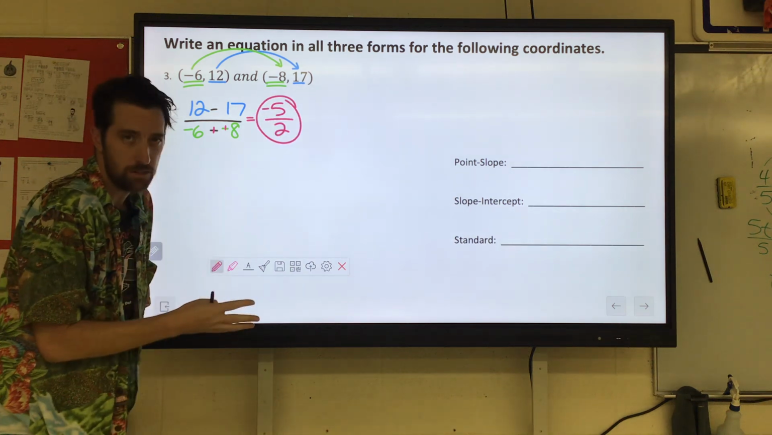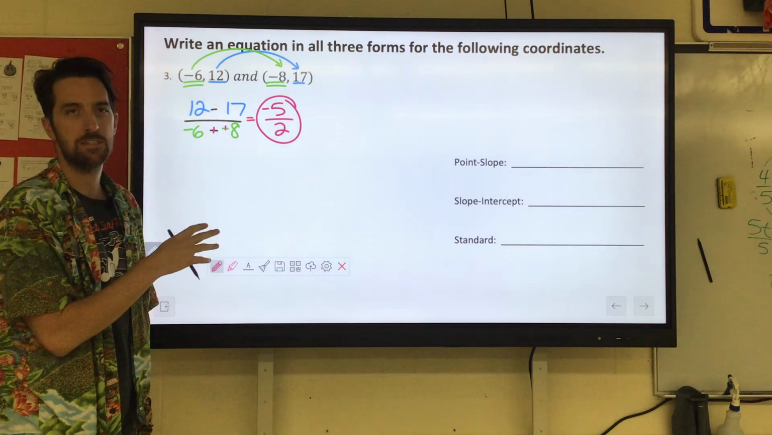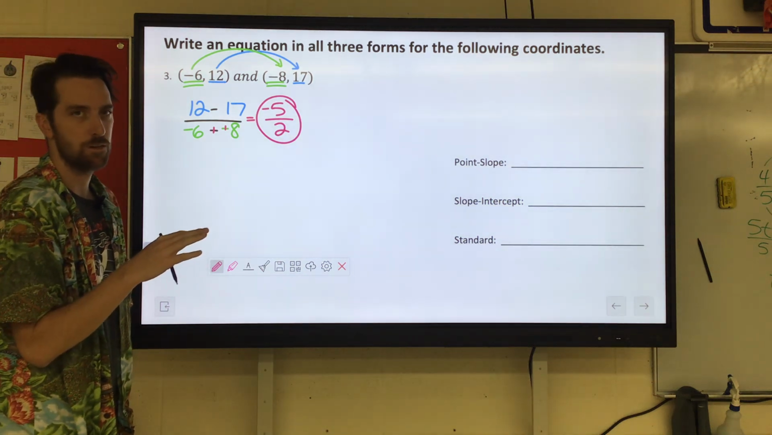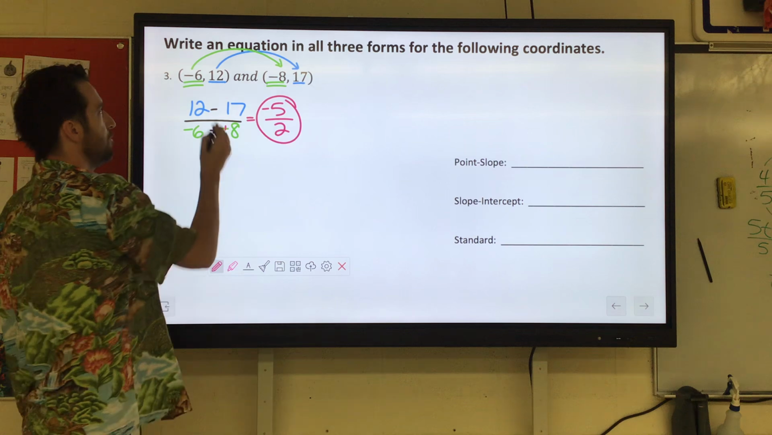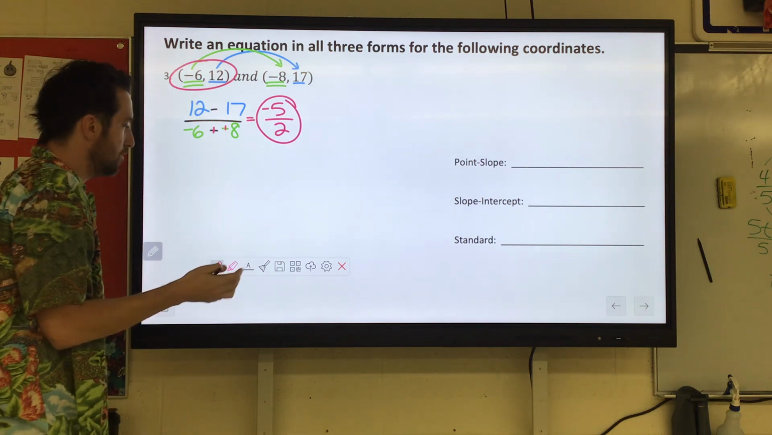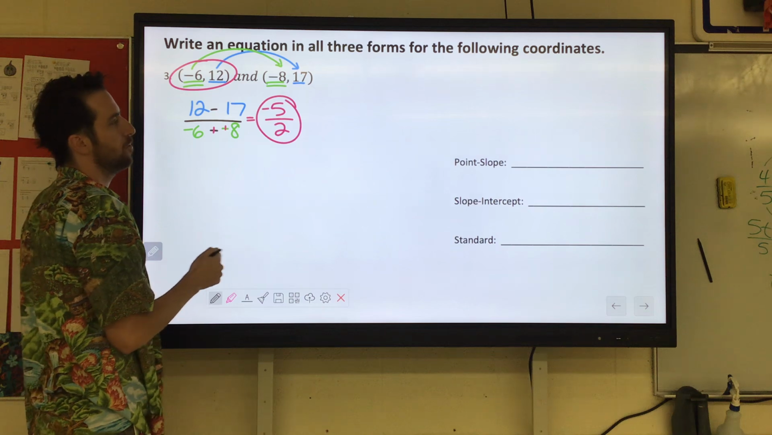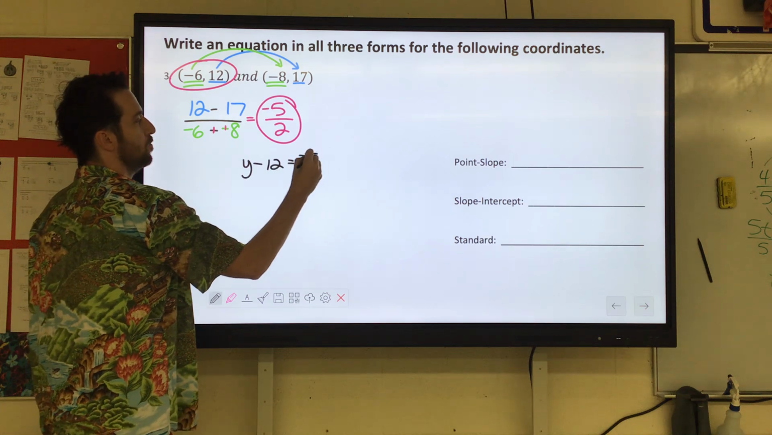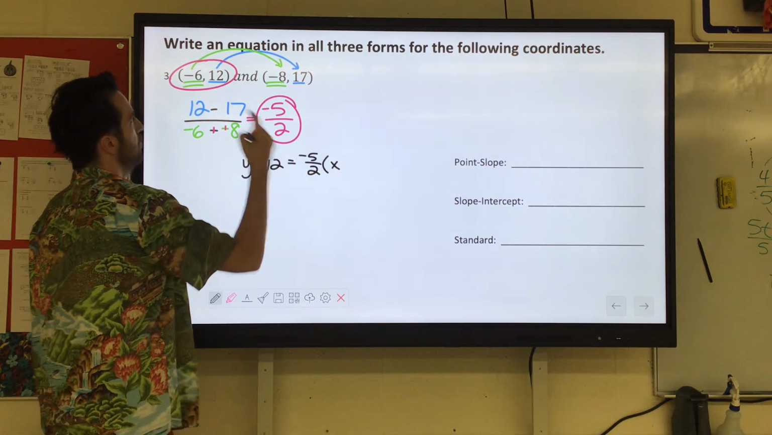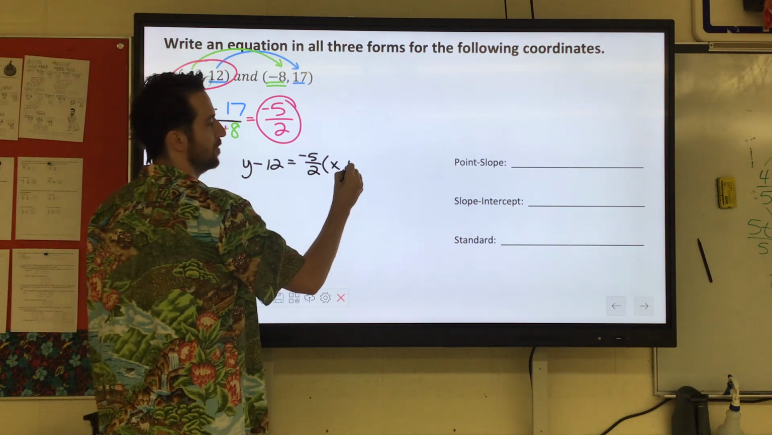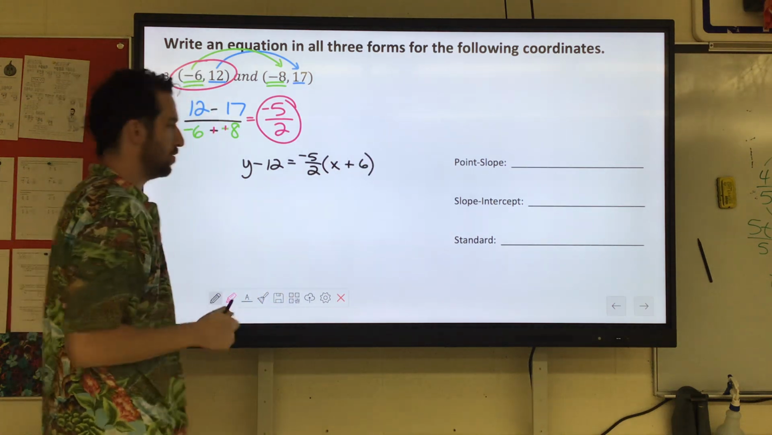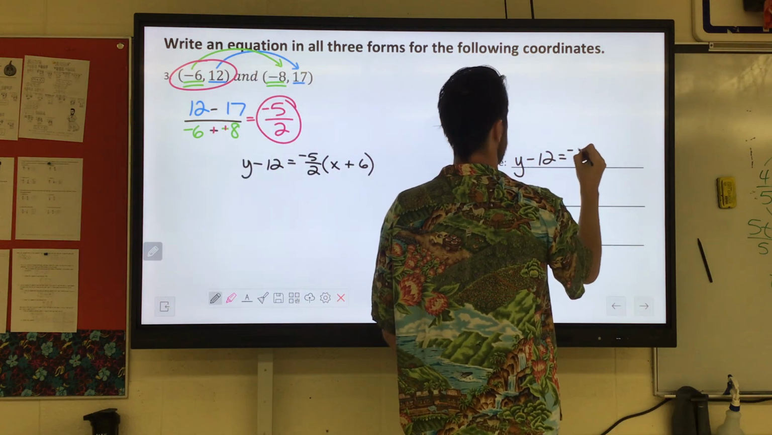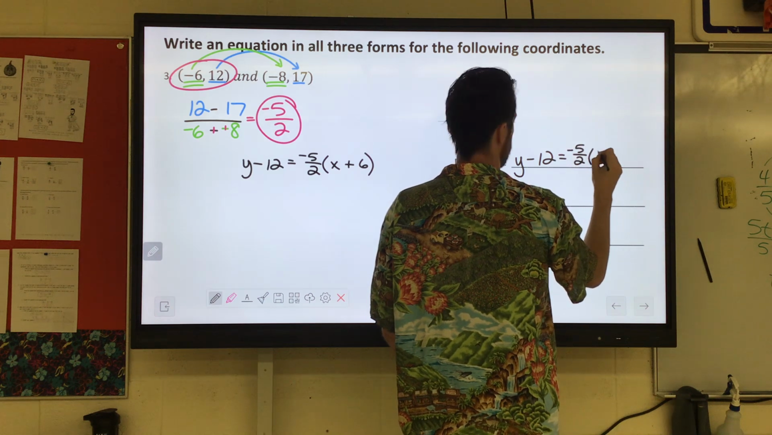We can use either coordinate. It's going to work out. The point slope forms would be different, but that's fine. But the slope-intercept and standard forms work out the same regardless of the coordinate you use. So pick one you want. I want to pick negative 6, 12 just because it's smaller numbers. So starting in point slope form, we'd have y minus our y coordinate, the 12, equals our slope, negative 5 halves, and then x minus our x coordinate, x minus negative 6 changes to x plus 6. So there it is in point slope form. I'll transfer that over here. y minus 12 equals negative 5 halves times x plus 6.